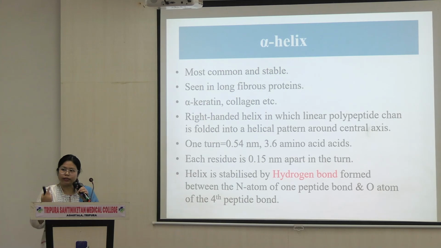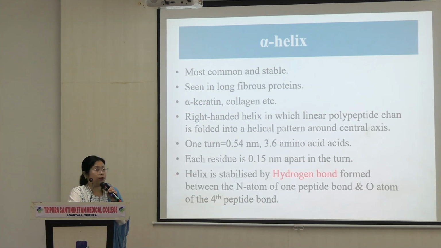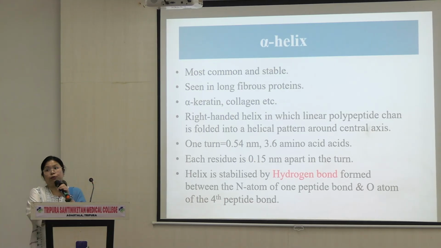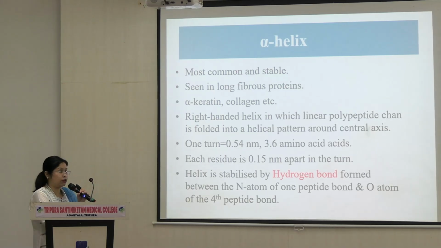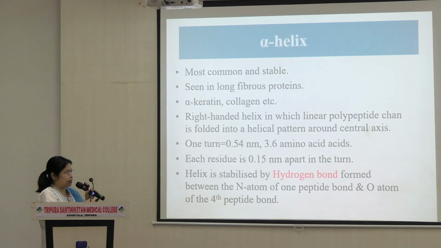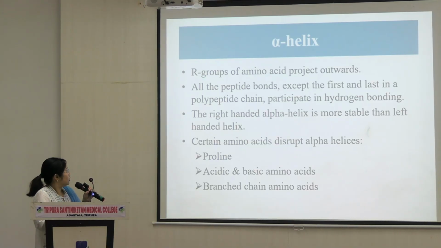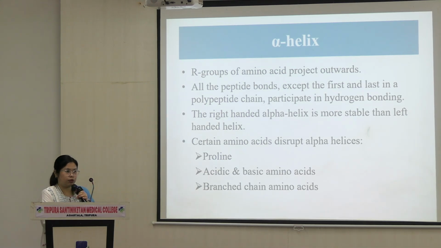You see there are many turns in them. Each turn will be 0.54 nanometer and it will have 3.6 amino acids in them. And each amino acid will be 0.15 nanometer separated. There is a space of 0.15 nanometer between each amino acid. They have hydrogen bonds, like I said, between the one peptide bond and the fourth peptide bond. All of the peptide bonds are involved in hydrogen bonding except for the first and the last one because they are free, right?